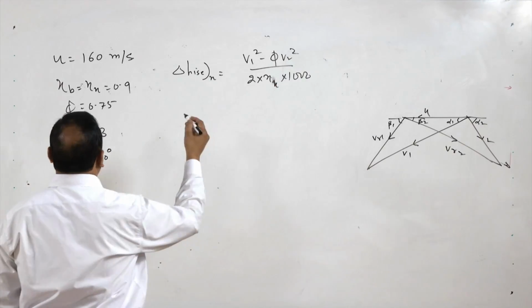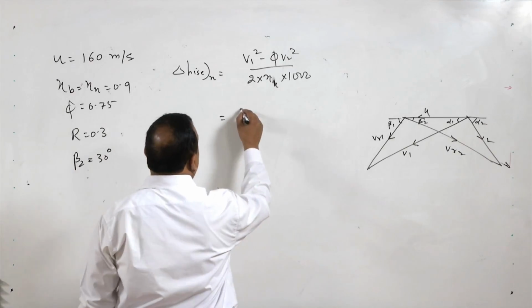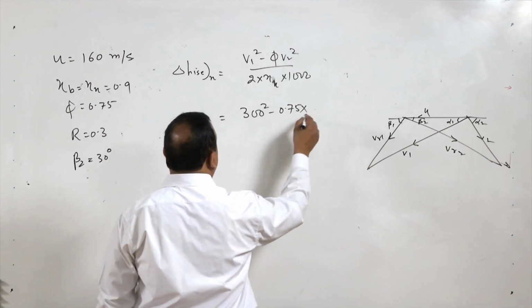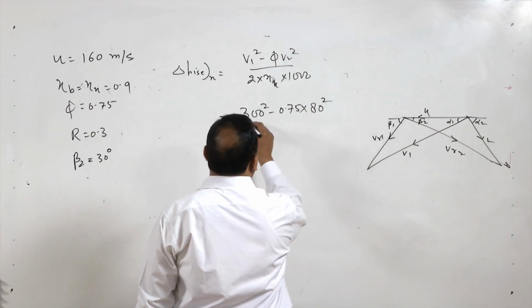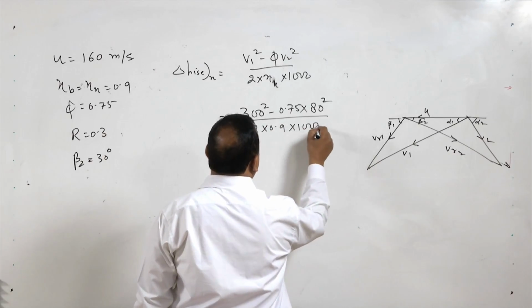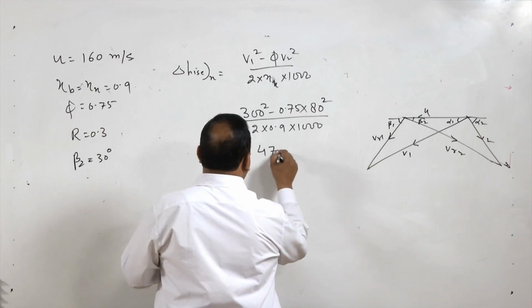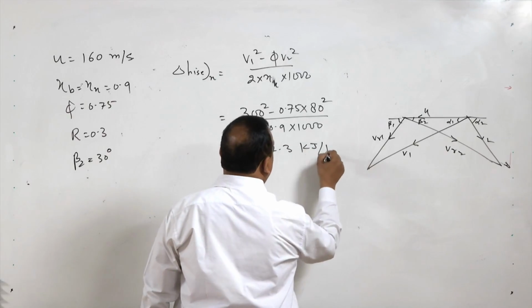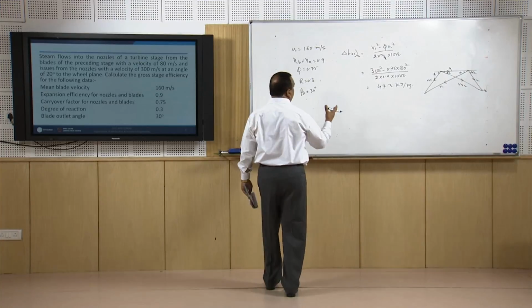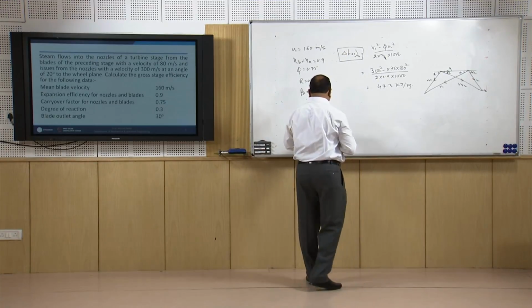Here V1 is with us. V1 is how much? 300. So, it is 300 square minus 0.75 into 80 square divided by 2, 0.9 into 1000, and that will give 47.3 kilojoules per kg. Because mass flow rate is not given here, we will take kilojoules per kg. This is enthalpy drop in nozzles.